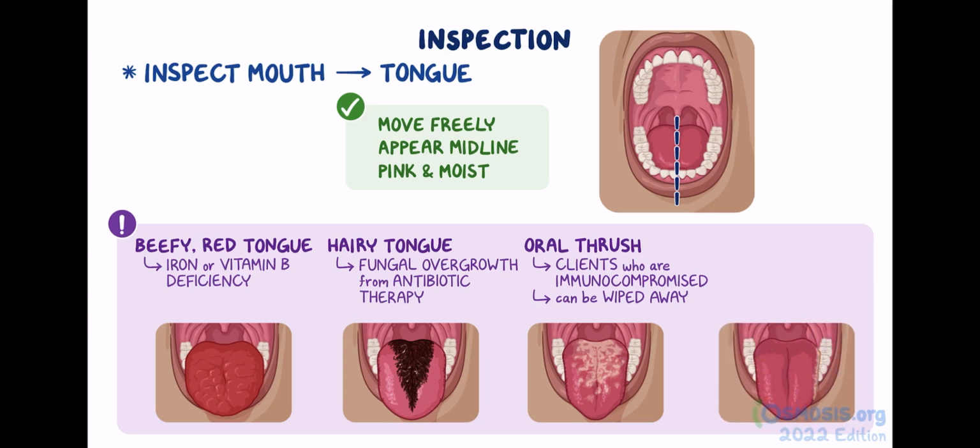On the other hand, a thickened white patch that can't be wiped away could be caused by leukoplakia, which is a pre-malignant oral lesion associated with smoking or chewing tobacco.